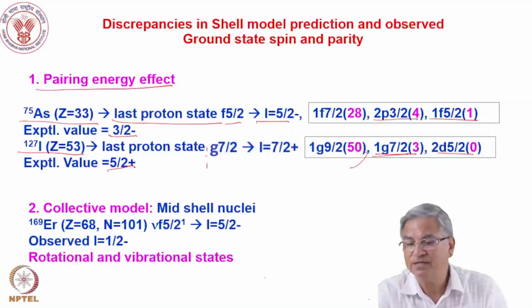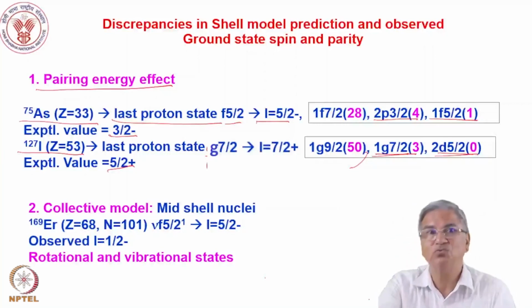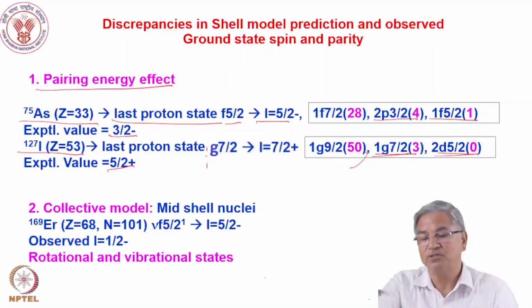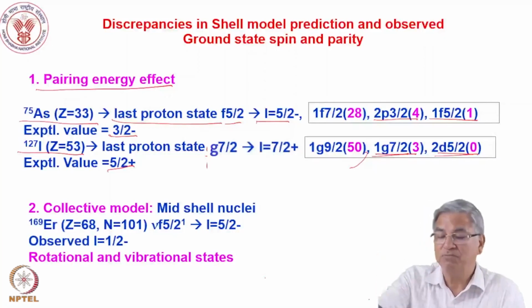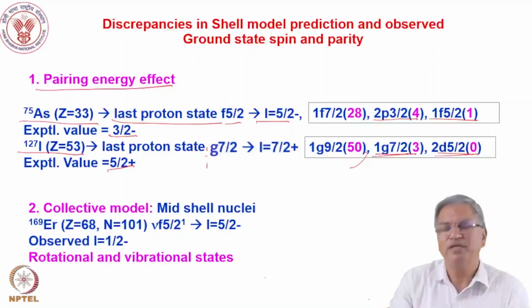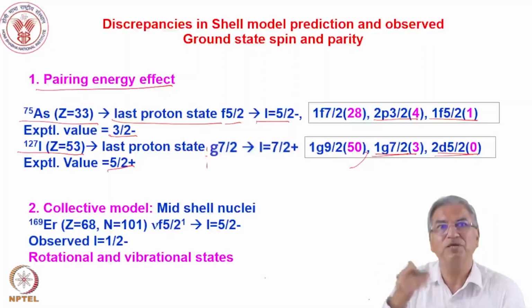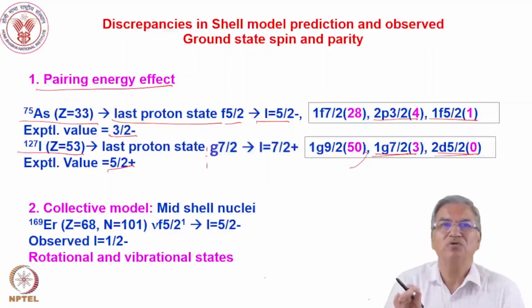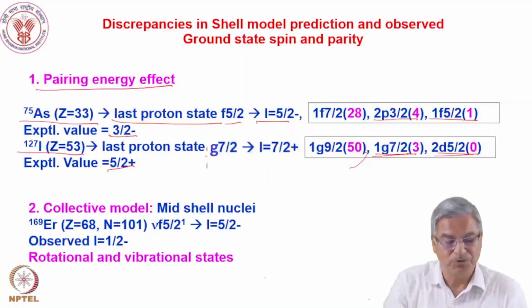And again, you can see here that the next state to this is d5/2, which is vacant. So the odd proton remaining in the g7/2 is not preferred over that in the d5/2. That is the explanation: the odd proton will prefer to remain in a lower J value compared to the higher J. The paired configuration will remain in the higher J value. So this is one of the explanations for discrepancies in the shell model predictions over the experimentally observed values.